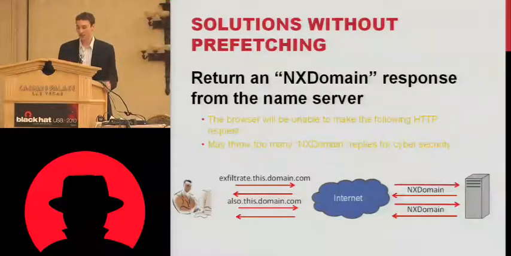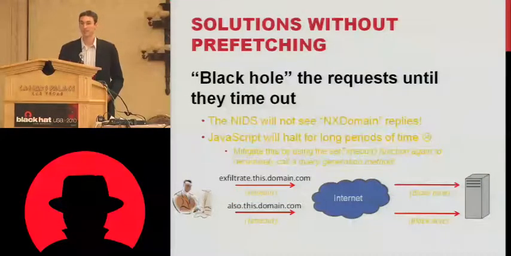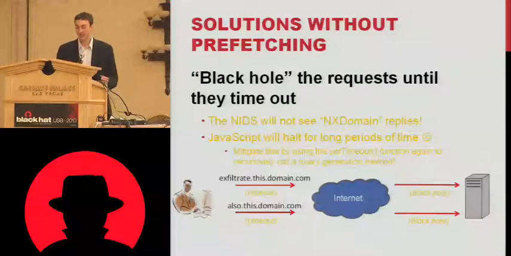One problem is that a lot of people, once again, going into the behavioral analysis, may detect that there's hundreds of NX domain replies going through the system, and that may throw some flags. So what you can actually do instead of that is black hole the requests until they time out on the server side. And when you do this, the NIDS will not see the NX domain replies. However, the problem with this is that the JavaScript will halt for long periods of time when this happens. It'll actually sit there and wait for that DNS request to come back before it'll continue on. So you've got to find a way to mitigate that.